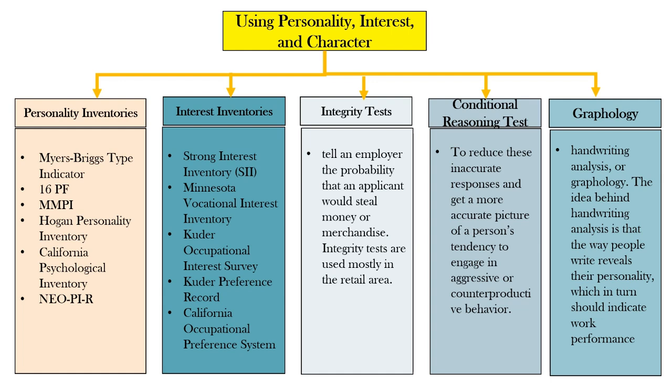For the integrity test, this tells an employer the probability that an applicant would steal money or merchandise. Integrity tests are used mostly in the retail area. We also have the CRT or the conditional reasoning test. Now, to reduce inaccurate responses and get a more accurate picture of a person's tendency to engage in aggressive or counterproductive behavior, we're going to use the CRT.